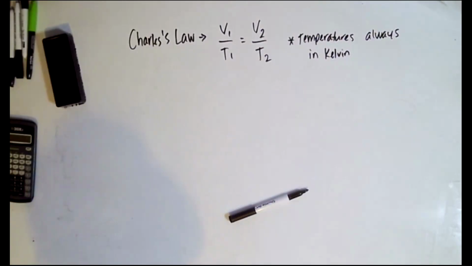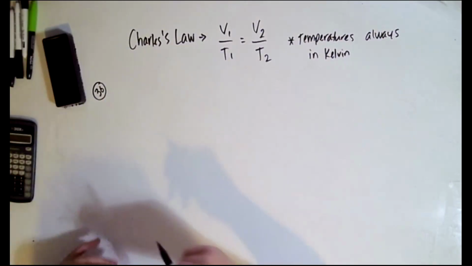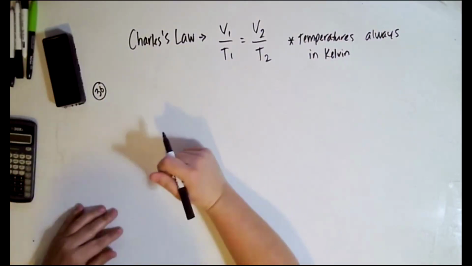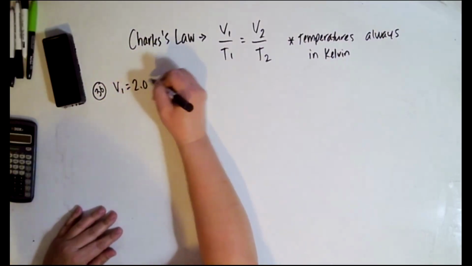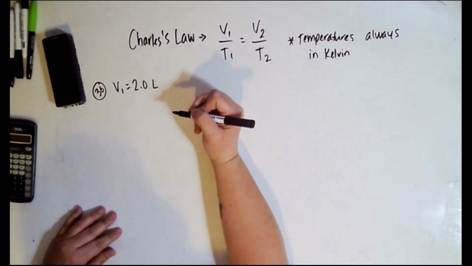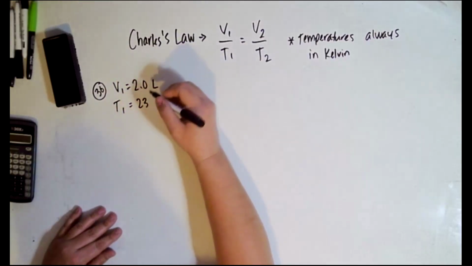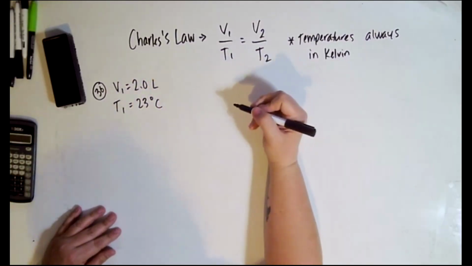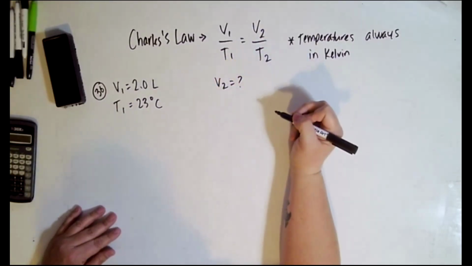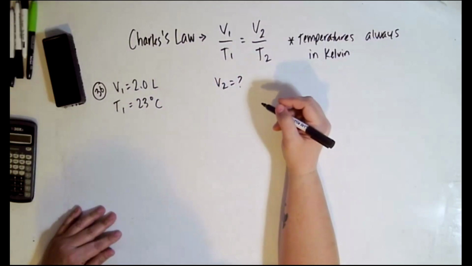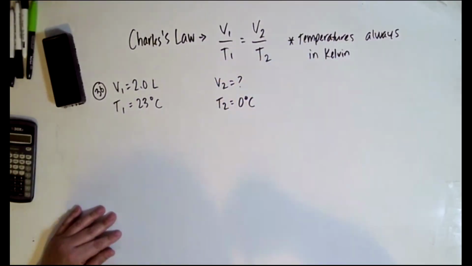Okay. So question number 36 tells us that we have a 2-liter bottle that is sealed at room temperature of 23 degrees Celsius. And it asks, what is the volume if at 0 degrees Celsius, if the pressure remains constant? So our T2 is going to be 0 degrees Celsius.